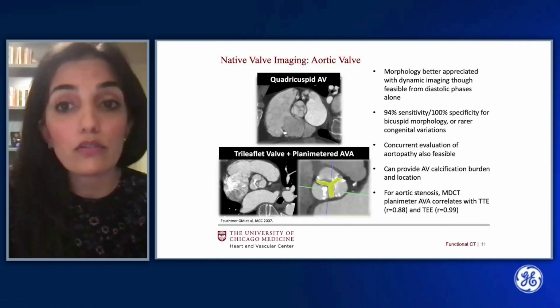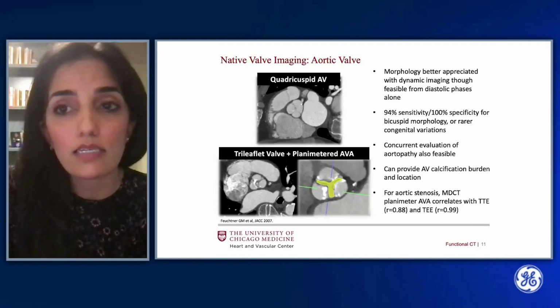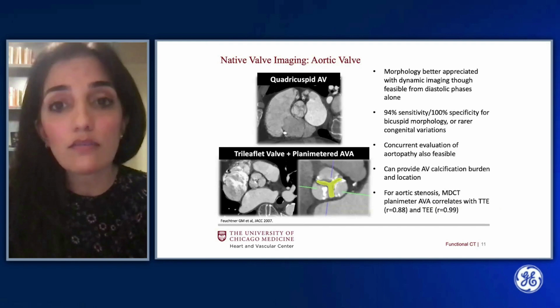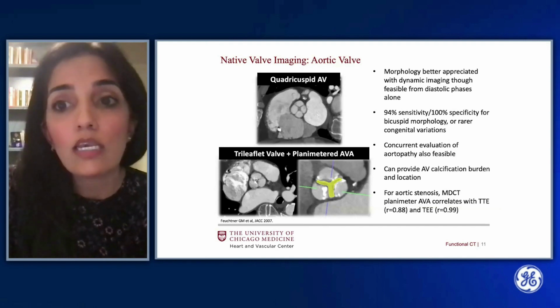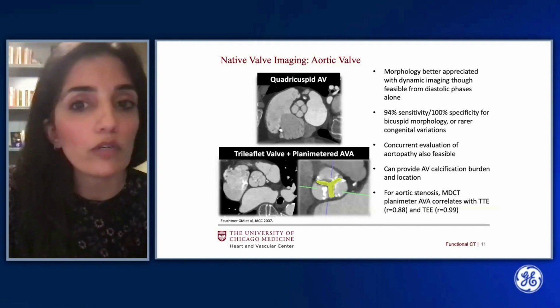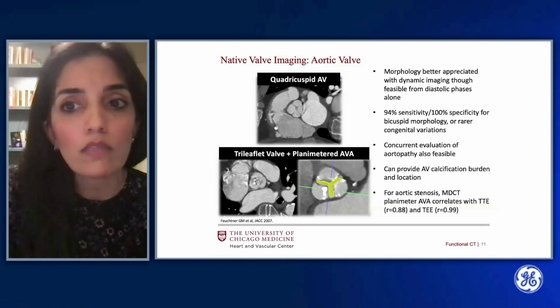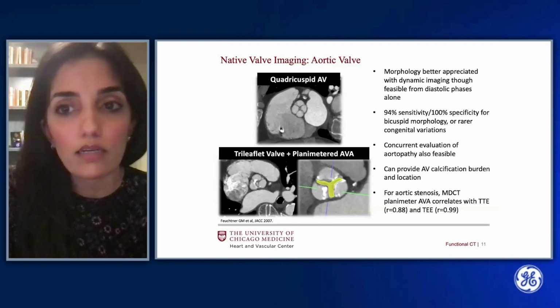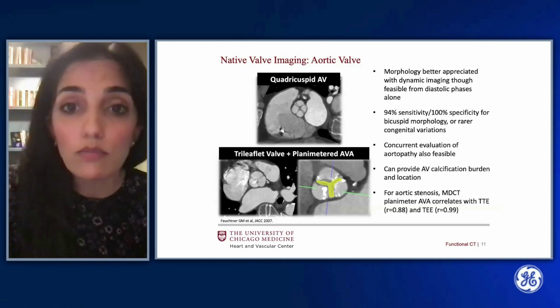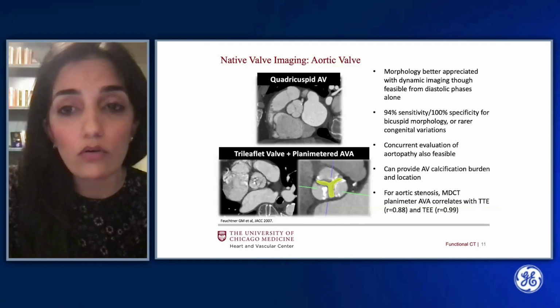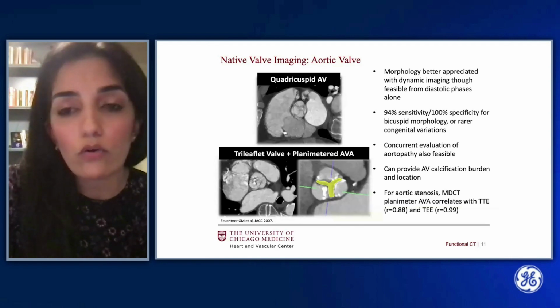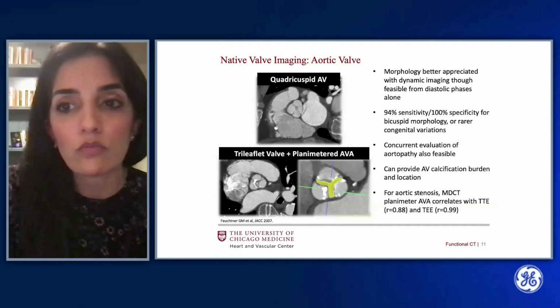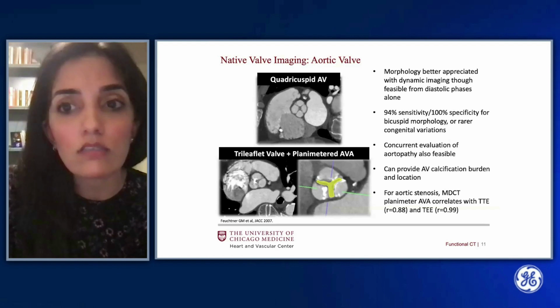The aortic valve is also very well visualized by CT, and while diastolic phases can be sufficient to identify morphology, in most cases it's often enhanced or more easily confirmed using dynamic imaging. CT again has excellent sensitivity and specificity for identification of bicuspid aortic valves, which can sometimes be difficult to visualize by echocardiogram, either due to image quality or obscuring by calcium in patients with aortic stenosis. And CT can also identify rare congenital variations, such as the quadricuspid aortic valve shown here.